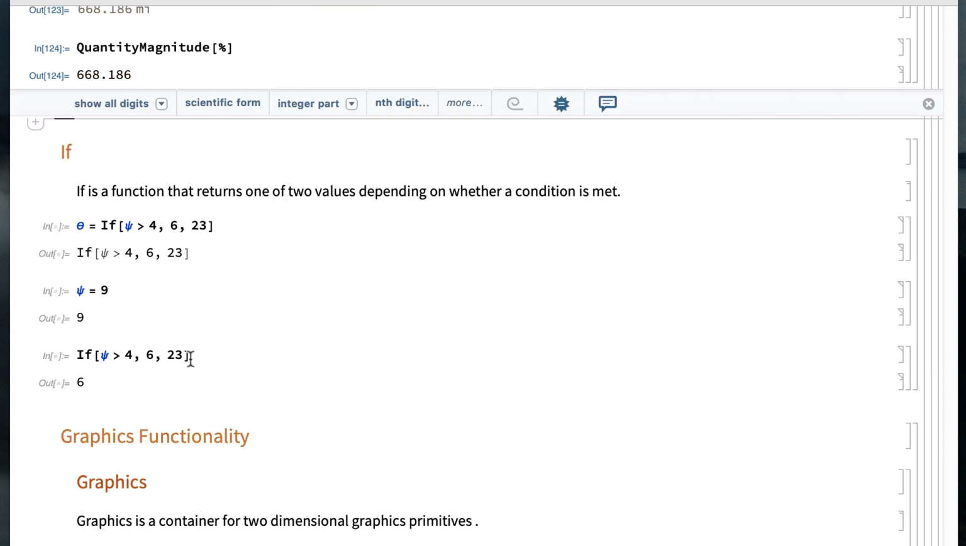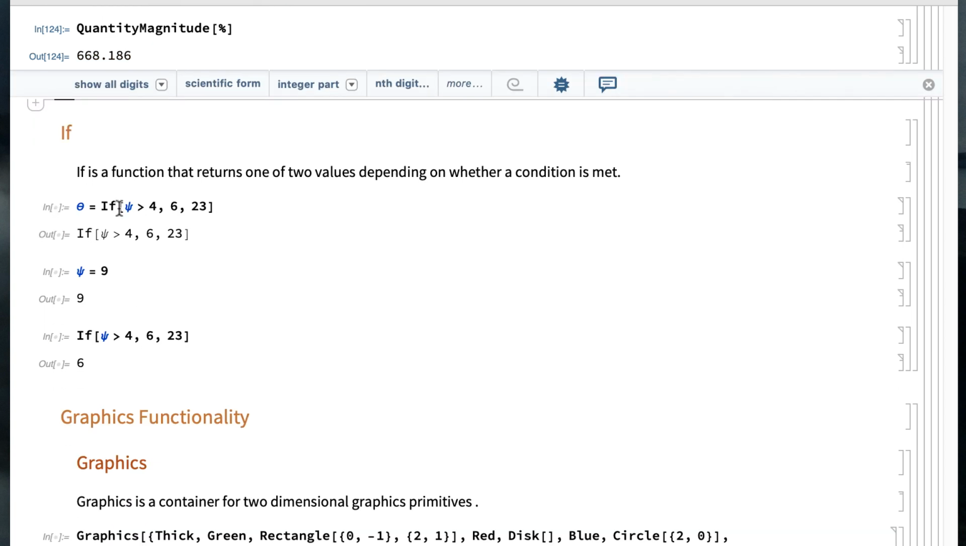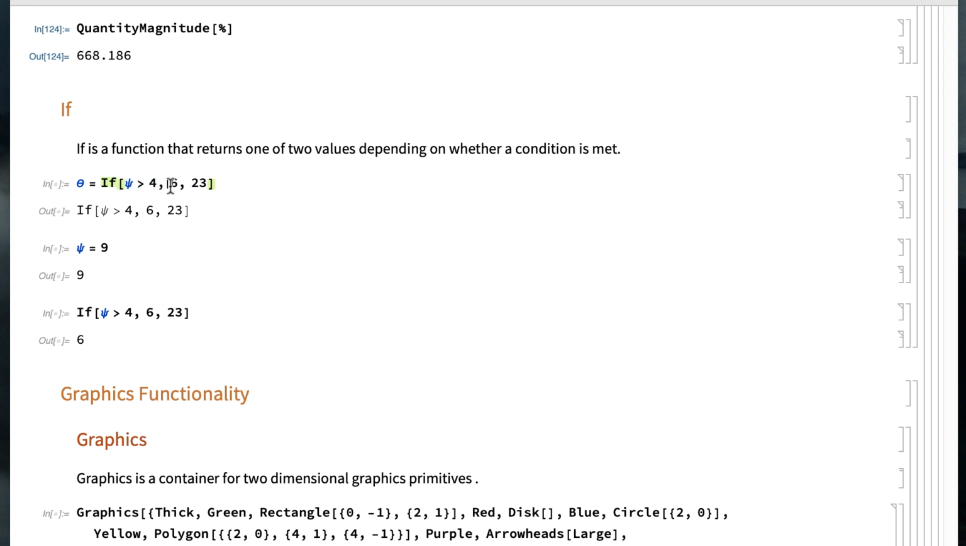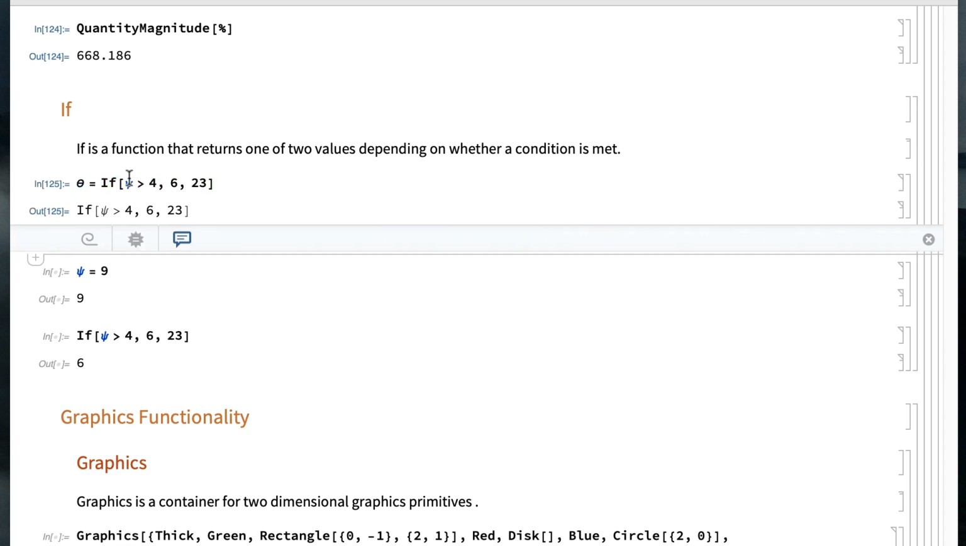Okay. If is a function, and it says, hey, the first argument is the test. The second argument is what if the test is true. And the third argument is what if the test is false. There's actually a potential for a fourth argument. So this is saying, look, if psi is greater than 4, return 6, otherwise return 23. And you can assign the value of if to an answer. It returns a value. Here, it doesn't know what to do because I've never told it what psi is.